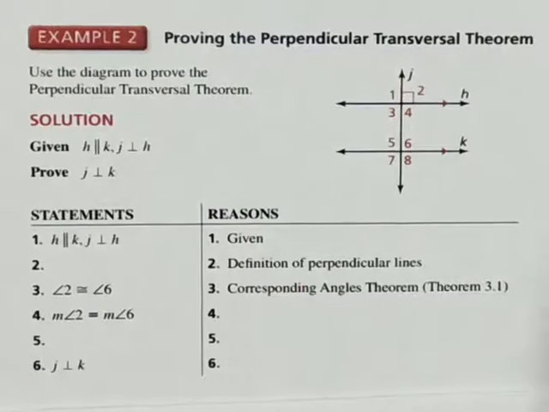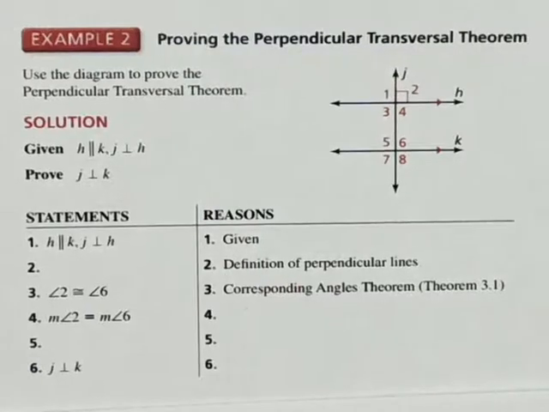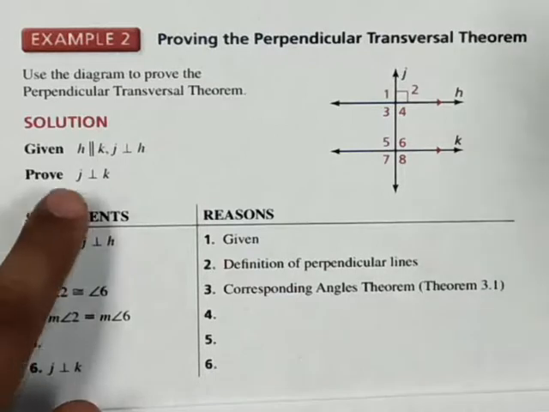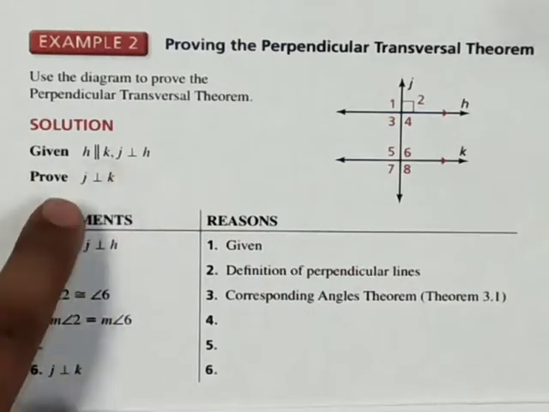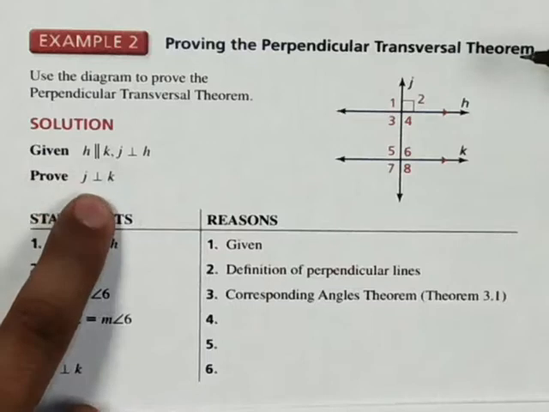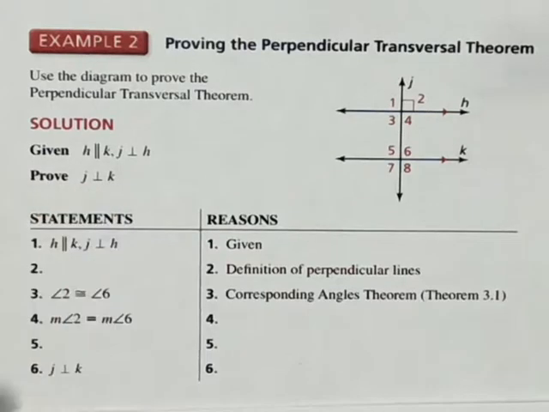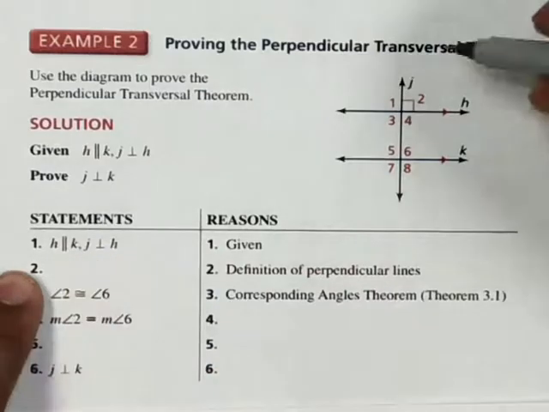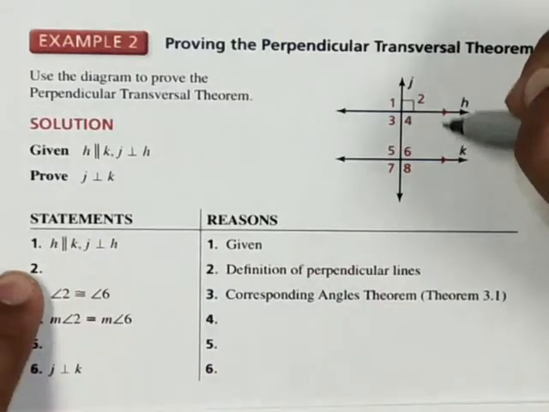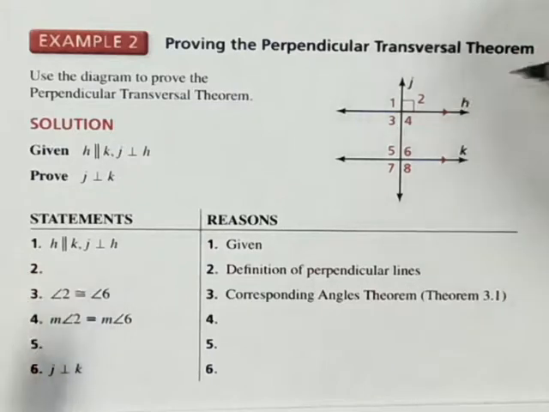All right, so that brings us to a proof. I know that H is parallel to K, J is perpendicular to H. We want to prove that J is perpendicular to K. So here are my givens. These are marked that H is parallel to K, and we also know that angle 2 is going to be a right angle.